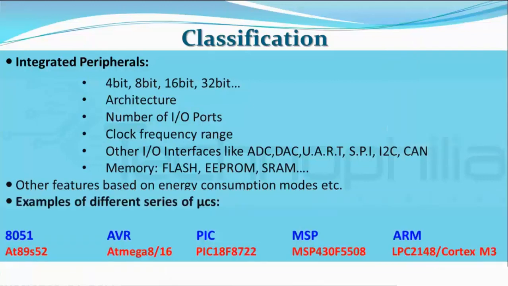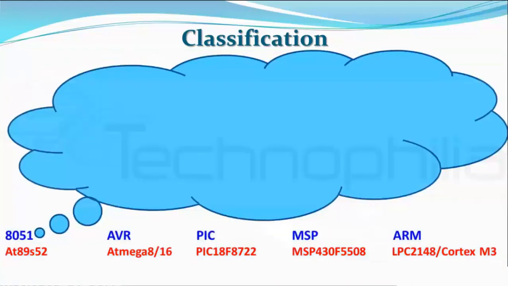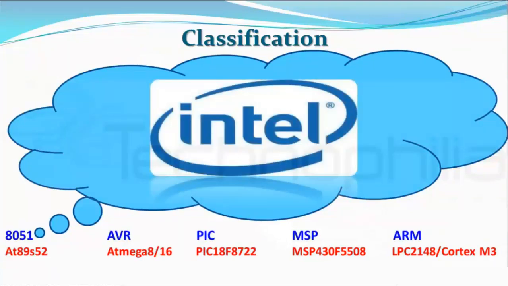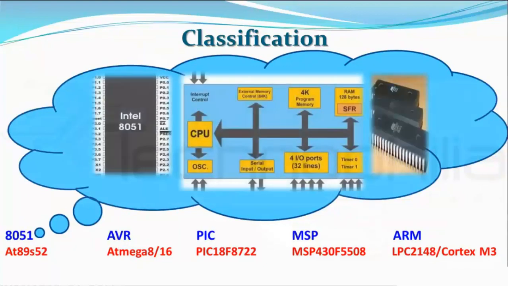Now we will discuss some popular families or series of microcontrollers. The 8051 series microcontrollers, developed by Intel in 1980, was the first microcontroller. It's a Harvard architecture, single-chip, 8-bit microcontroller without inbuilt ADC and lacking advanced features.